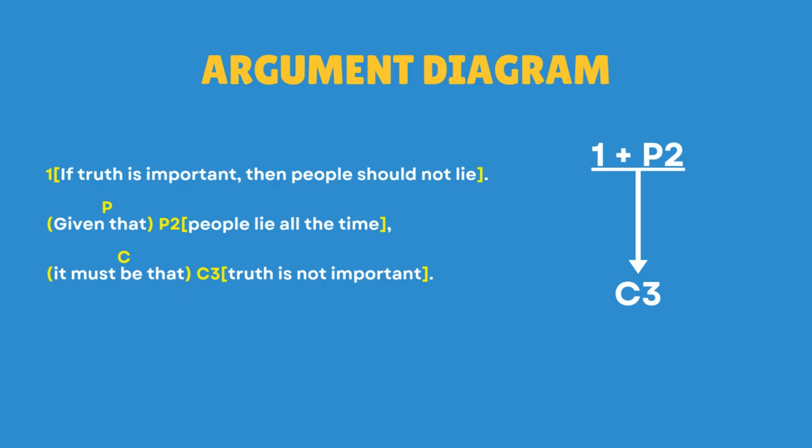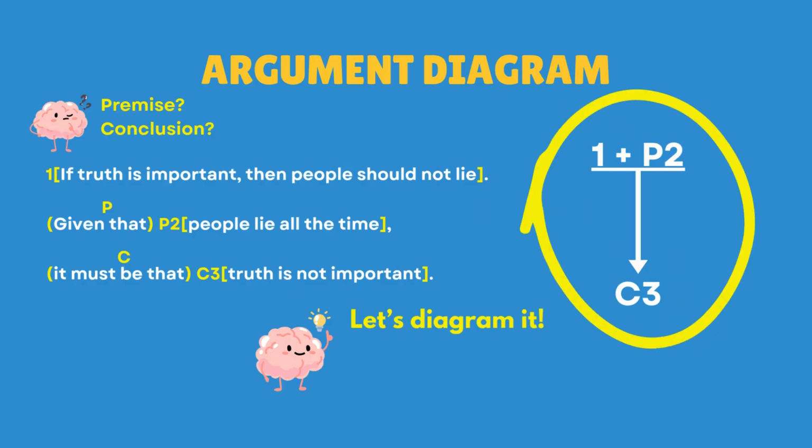An accurate diagram of this argument would have statement label 1 next to statement label P2, with a plus sign between them, and both statement labels are underlined. Then an arrow beginning at the middle of that underline points down to statement label C3. This argument diagram also provides a visual representation of the function of each statement in the argument. It tells us that statement 1 and P2 work together to support the conclusion. It also tells us that conclusion C3 is the main conclusion of this argument, and that it is being supported by statement 1 and P2 working together.